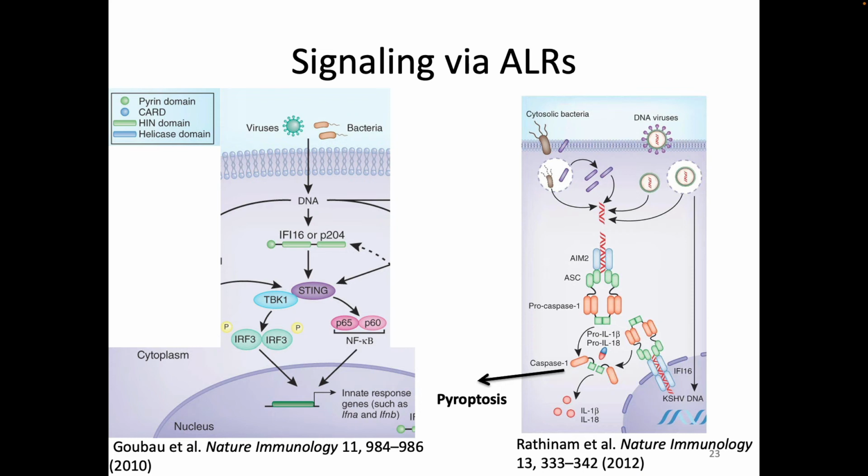Alternatively, ALRs also can make an inflammasome and lead to inflammasome signaling like pyroptosis or cytokine processing. And ALRs always are sensing DNA. Asterisk. That's okay.